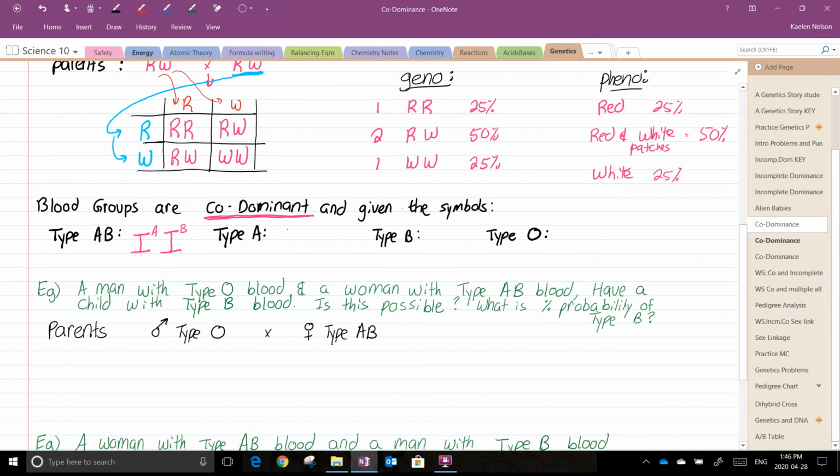If you have type A blood, you have capital I, capital A, so you have two of those. Or you can have capital I, capital A, and a small i, which means it's recessive. If you're type B, you can have two genes with a capital B, or you can have one capital B and one recessive. If you're type O, you have two little i's, which is the entirely recessive form of this gene.